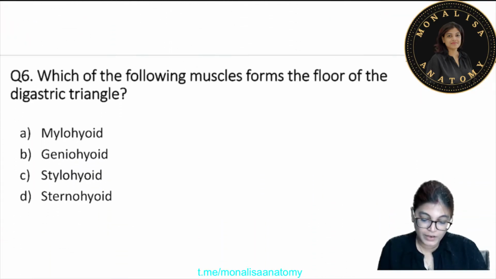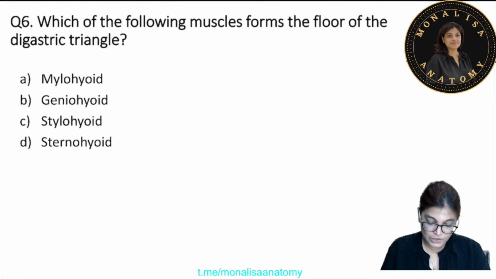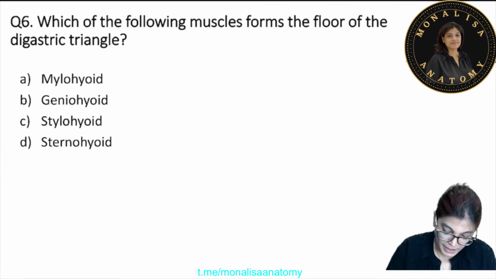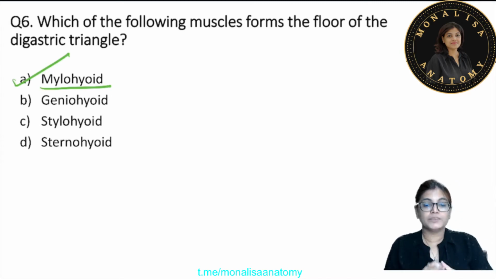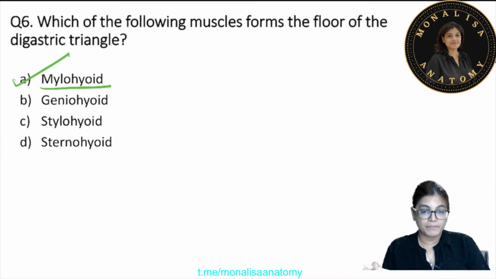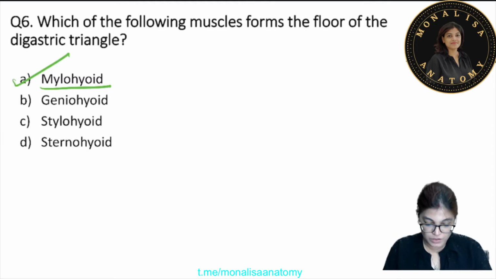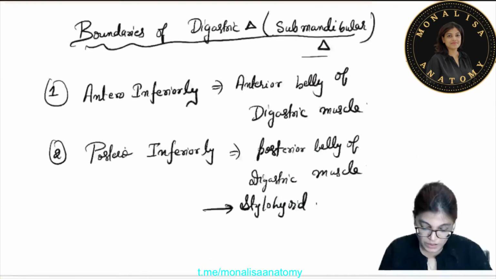Which of the following muscles forms the floor of the digastric triangle? The correct answer will be mylohyoid. Okay, not the geniohyoid, not the stylohyoid, and not the sternohyoid. It is formed by mylohyoid muscle along with hyoglossus muscle. Now moving to the 7th MCQ.